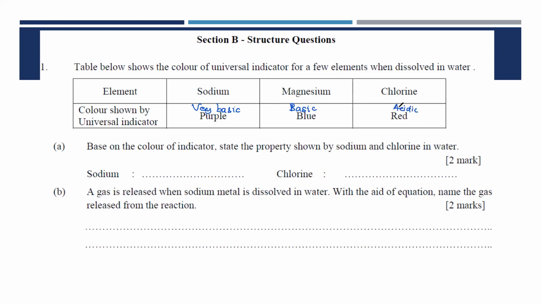Based on the color of the indicator, state the properties shown by sodium and chlorine in water. So sodium is basic, chlorine is acidic, one mark. B, a gas is released when sodium metal is dissolved in water. With the aid of an equation, name the gas. Please be careful, you have to follow the instruction very carefully. When the question asks you to name, you better name. So the name is hydrogen gas, and the equation is 2Na plus 2H2O gives 2NaOH plus H2.